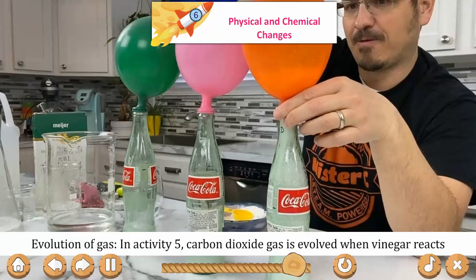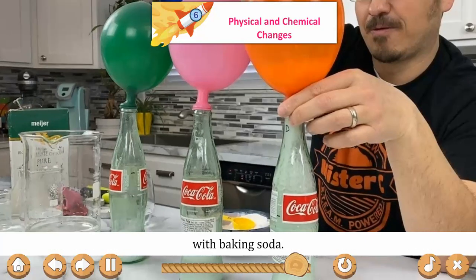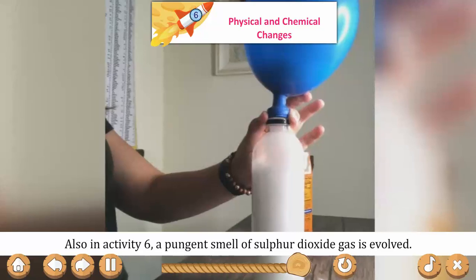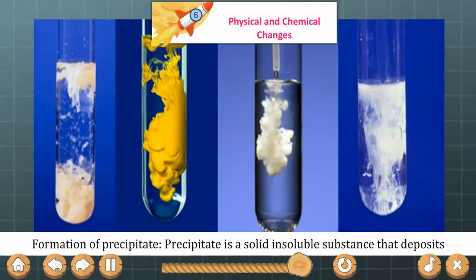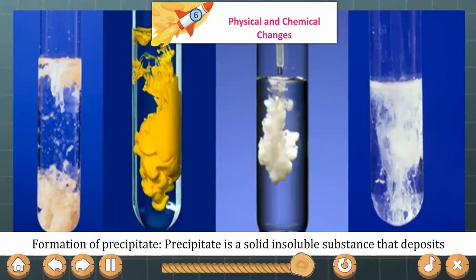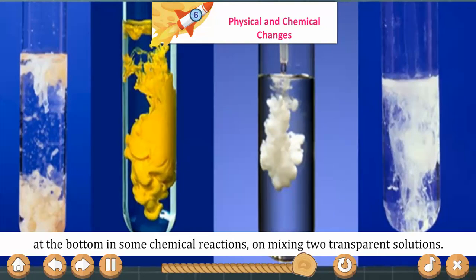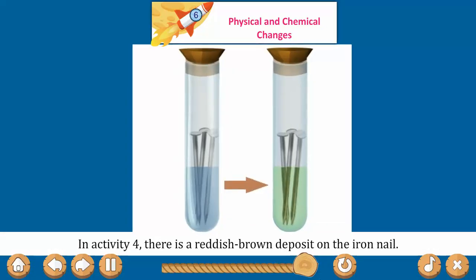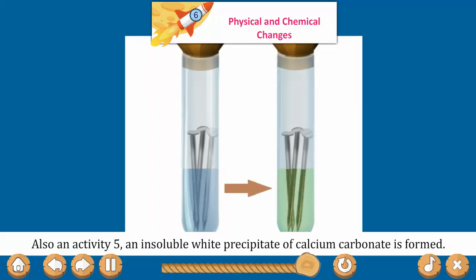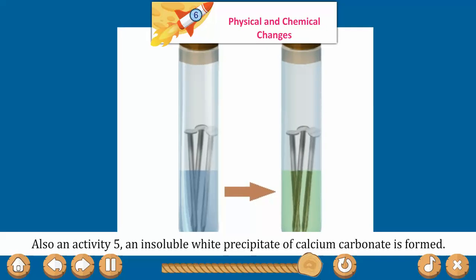Evolution of gas. In activity 5, carbon dioxide gas is evolved when vinegar reacts with baking soda. Also in activity 6, a pungent smell of sulfur dioxide gas is evolved. Formation of precipitate. Precipitate is a solid insoluble substance that deposits at the bottom in some chemical reactions on mixing two transparent solutions. In activity 4, there is a reddish brown deposit on the iron nail. Also in activity 5, insoluble white precipitate of calcium carbonate is formed.